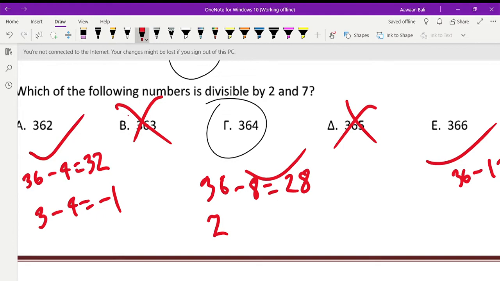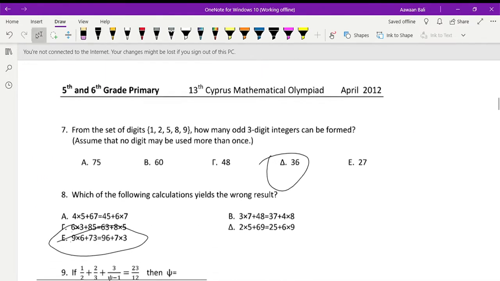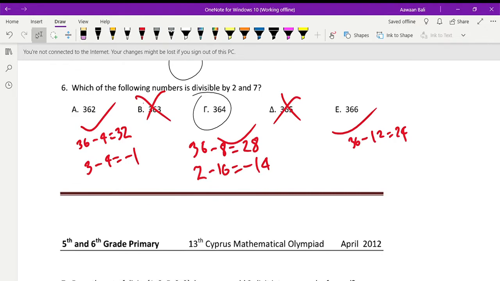But if you want to check even further, 2 times 8 is 16. 2 minus 16 is minus 14. And even if it's negative, 14 is 7 times 2, which means basically that the answer is gamma, 364. So you can do this without like checking it.